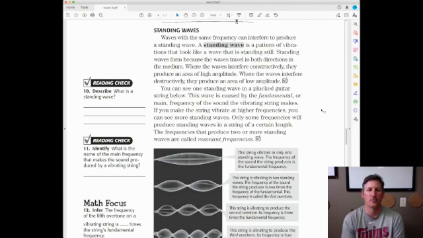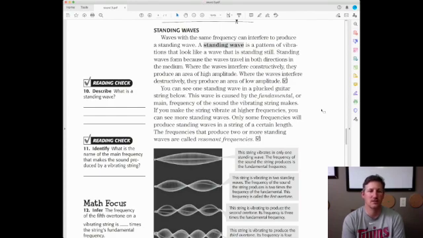Standing waves form because the waves travel in both directions in the medium. Where the waves interfere constructively, they produce an area of high amplitude. Where the waves interfere destructively, they produce an area of low amplitude. You can see this when you pluck a guitar string below. The wave is caused by a fundamental, or main, frequency of sound the vibrating string makes.